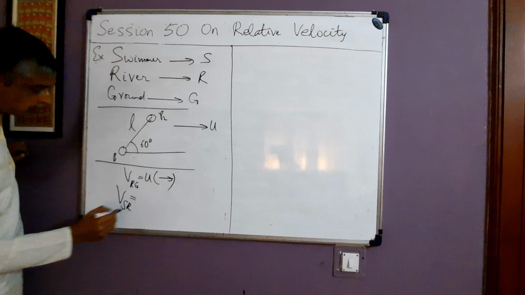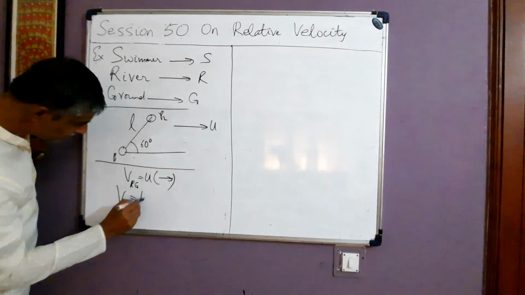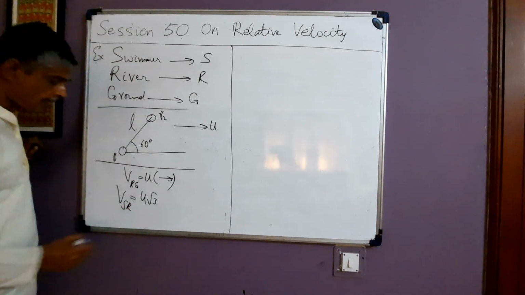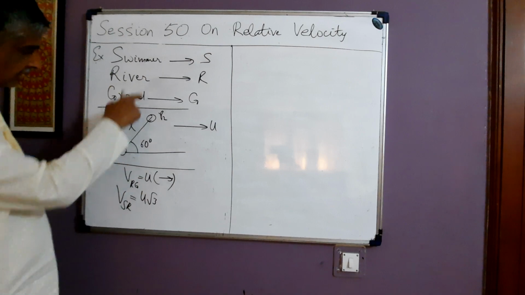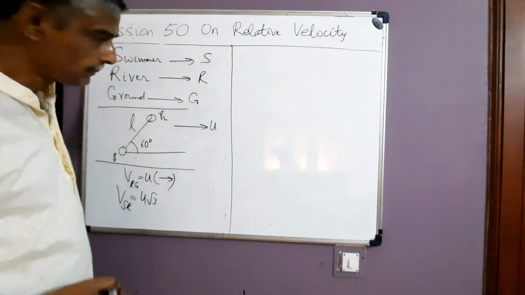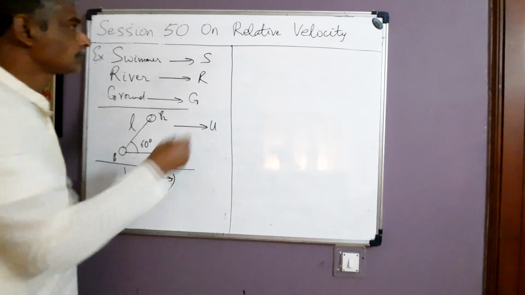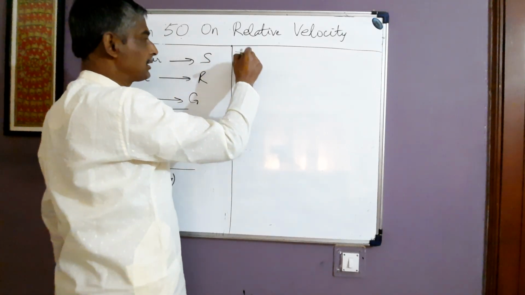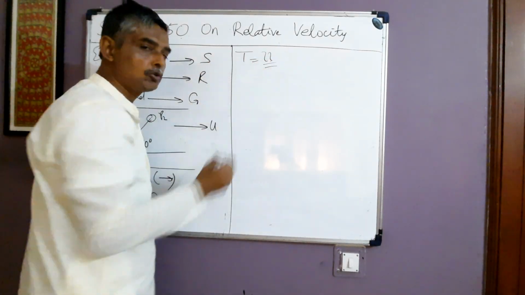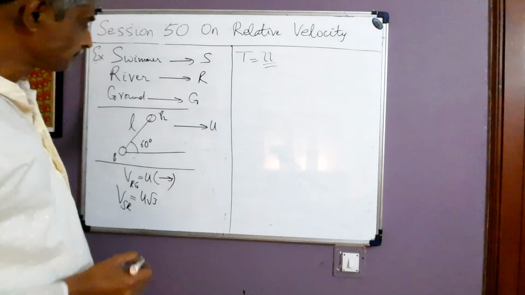VSR is the velocity of swimmer with respect to river. That is given to be u root 3. So this is the complete information I have told you. Now swimmer swims from P1 to P2 and then back to P1. Let T be the total time taken by the swimmer, which has been asked to calculate.